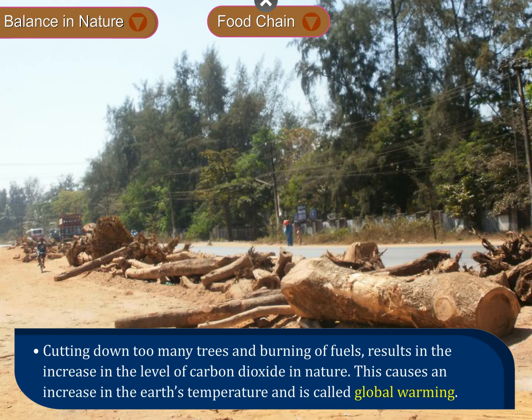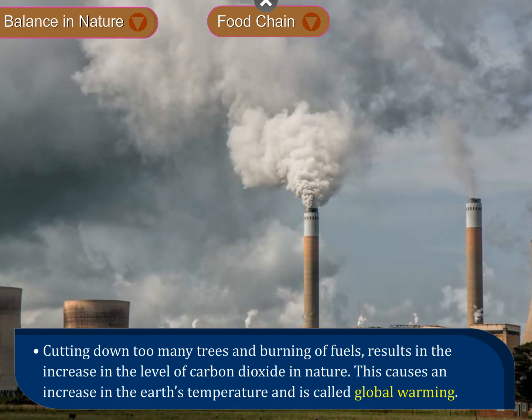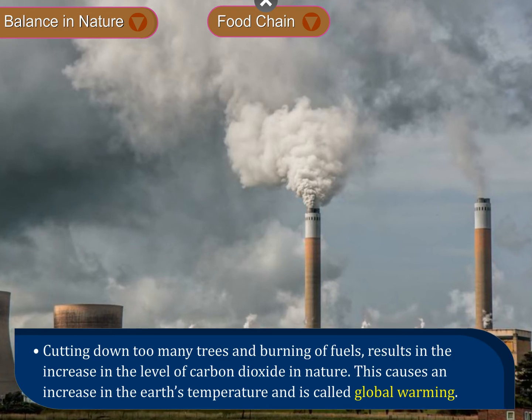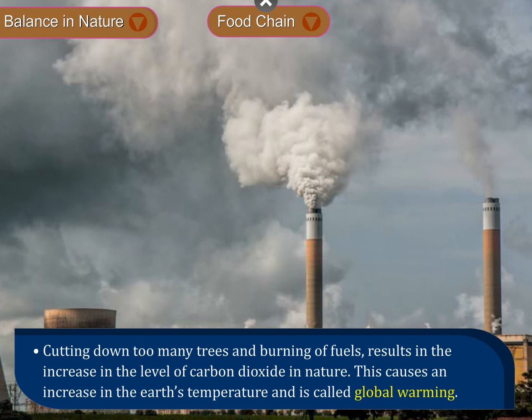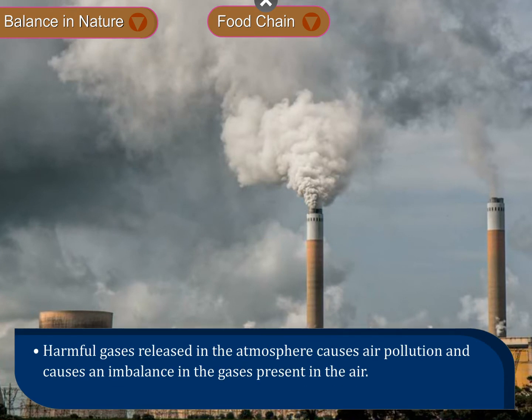Cutting down too many trees and burning of fuels results in the increase in the level of carbon dioxide in nature. This causes an increase in the Earth's temperature and is called global warming. Harmful gases released in the atmosphere cause air pollution and cause an imbalance in the gases present in the air.